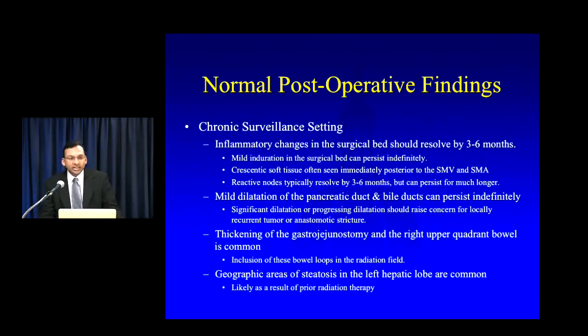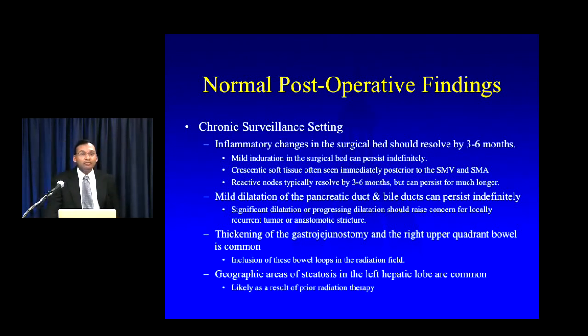Now, in most cases, the pancreatic duct and the biliary tree, the dilation of the ducts is going to resolve on one of your follow-up studies. But that being said, it is possible that you can have mild pancreatic and biliary ductal dilatation forever, and it doesn't necessarily mean that you have a stricture. Where you do need to worry is if you see severe dilatation or if that dilatation is progressing over time, and in both cases you need to worry about either anastomotic stricture at the hepaticojejunostomy or the pancreaticojejunostomy, or recurrent tumor that's actually obstructing the duct.